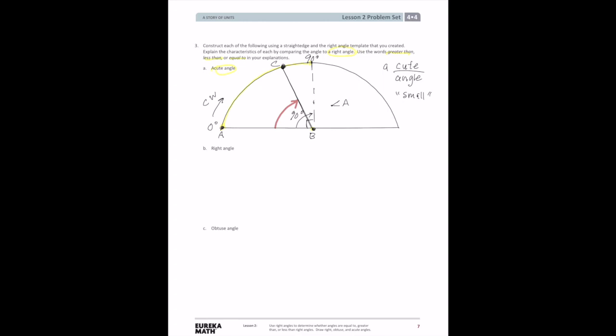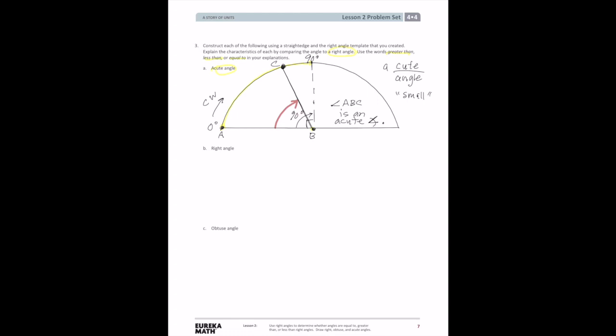Angle ABC is an acute angle. Okay? And you notice I could draw that line through it, so that's referencing it as an angle. Okay? So that's clear. Now let's move on to B.